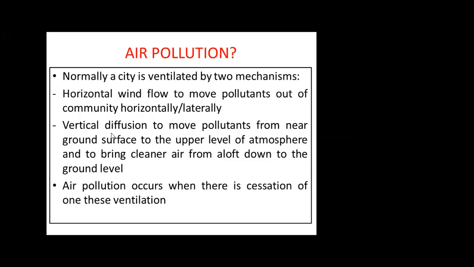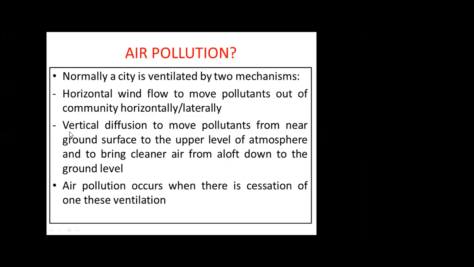So let's come to the meteorology aspect a little. That is, how our atmosphere behaves, and how the pollutants released into the atmosphere behave. Let me first of all explain what we mean by air pollution. Normally, a city is ventilated, and it has two major mechanisms. One is horizontal wind flow to move the pollutant out of the community, that is laterally as well as horizontally. And there is always a vertical diffusion.